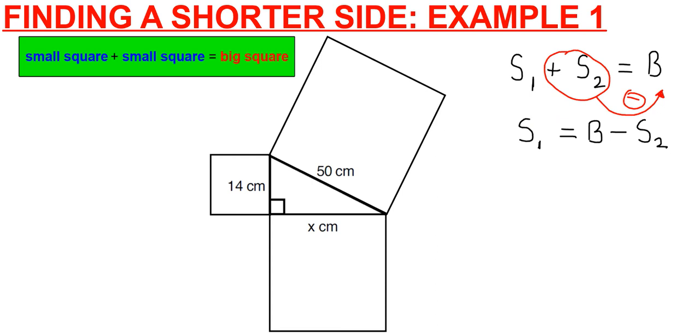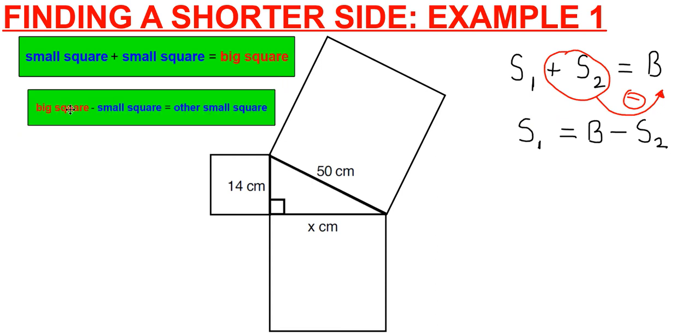So I've got this written down in a slightly neater way here. So big square minus a small square equals the other small square. But we're going to do the same thing still. I'm going to work out each of these sides squared. And so this one here, 50 for hypotenuse, this square will be 50 multiplied by 50, which will be 2,500.